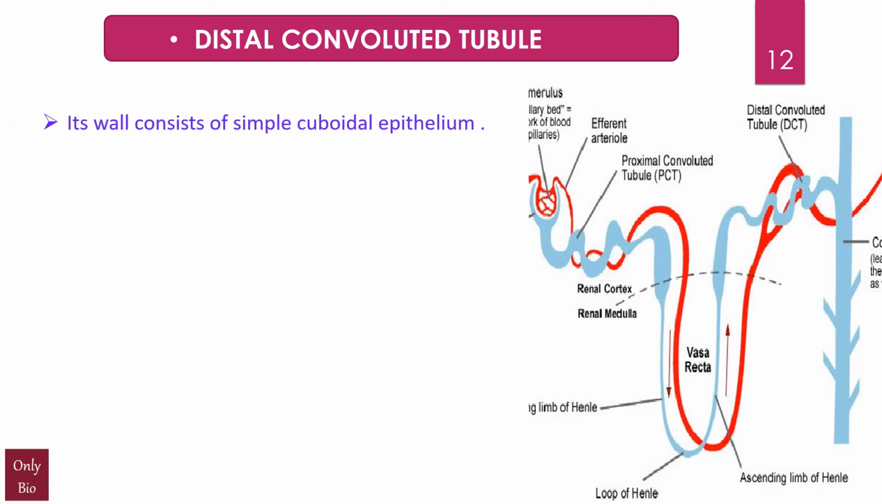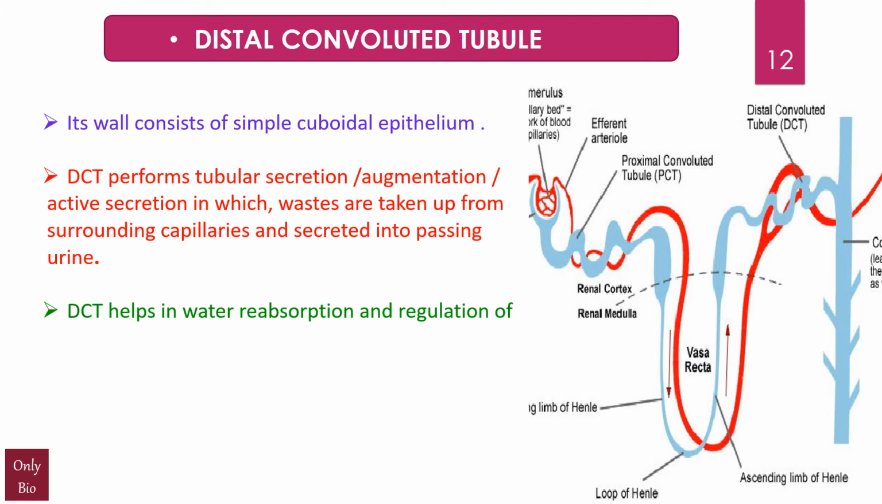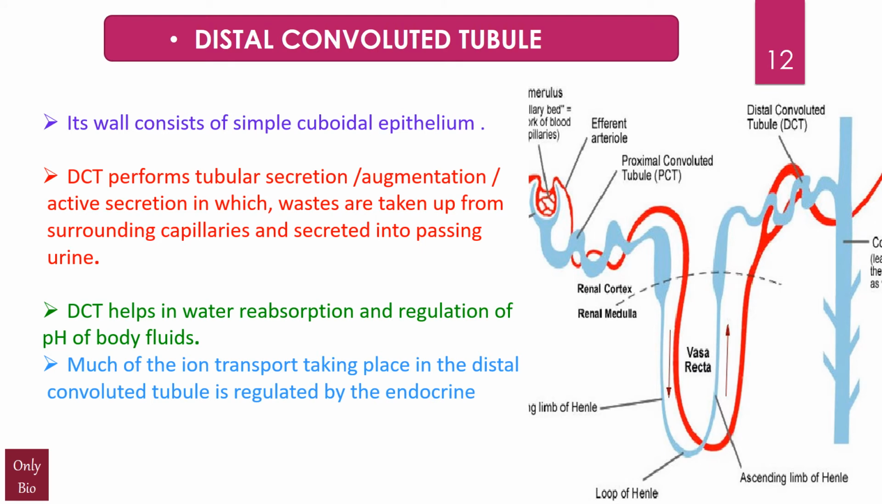The wall of the DCT consists of simple cuboidal epithelium. The DCT performs tubular secretion, also at times called as augmentation or active secretion, in which the wastes are taken up from surrounding capillaries and secreted into passing urine. The DCT helps in water reabsorption and regulation of pH of body fluids. Much of the ion transport taking place in the DCT is regulated by the endocrine system, that is, the endocrine glands and the hormones.